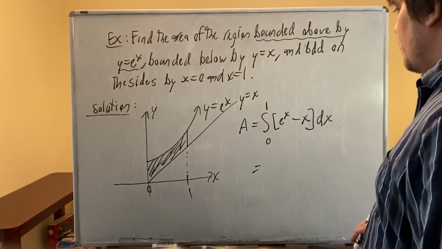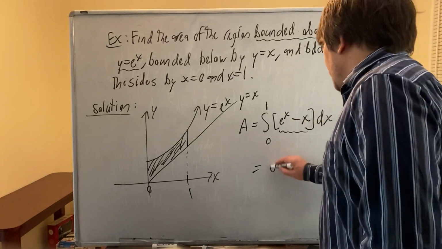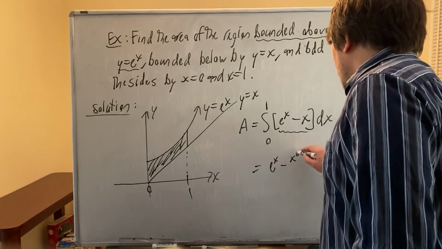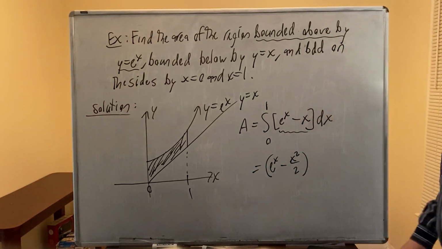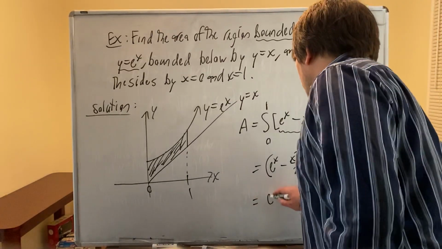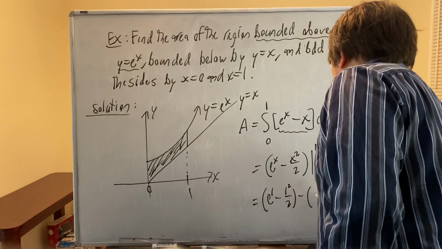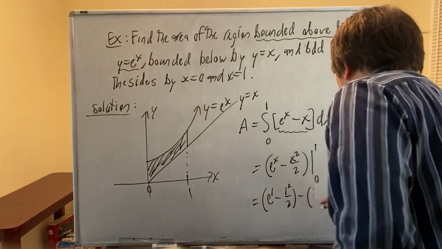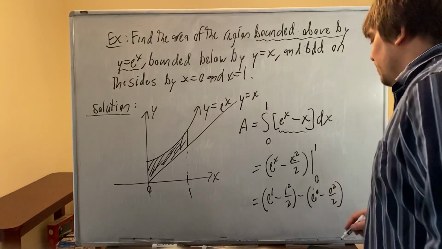And so you just compute this definite integral, and that's the answer, what the area is of that region. Okay, so an antiderivative of e to the x minus x is e to the x minus x squared over 2. And so you evaluate it from 0 to 1. And so that's equal to e to the 1 minus 1 squared over 2, minus e to the 0 minus 0 squared over 2.